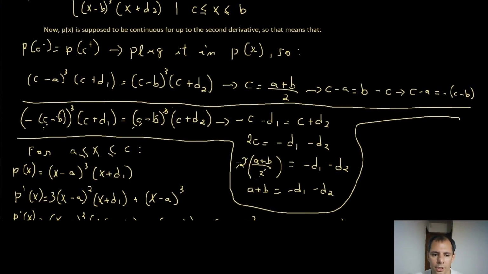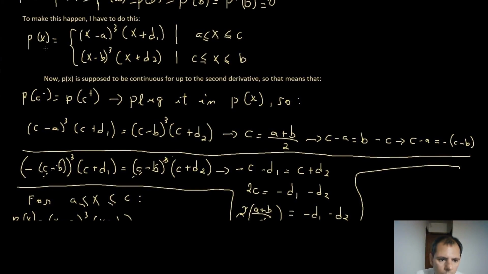Now you want another equation. What I did was just to equate this equation to this equation so that in the end, I'm going to have d1 and d2 in terms of a and b. Now I'm going to differentiate this one and differentiate this one, and they still have to be equal at c. I'm going to equate the first derivatives again so that I have another equation of d1 and d2 in terms of a and b. Why? Because I want to know what d1 is in terms of a and b, and what d2 is in terms of a and b.